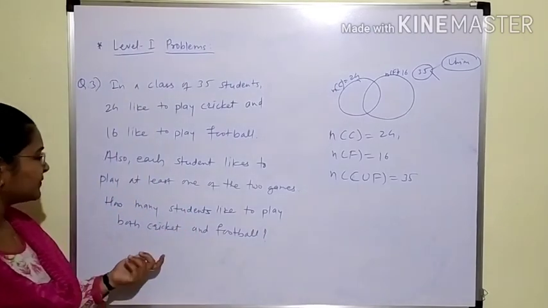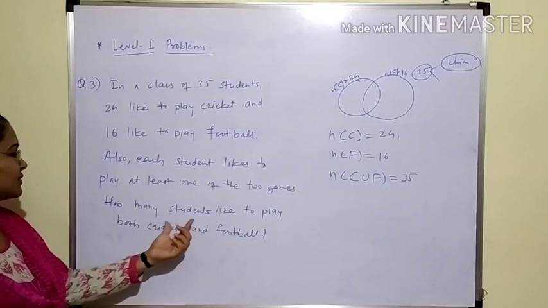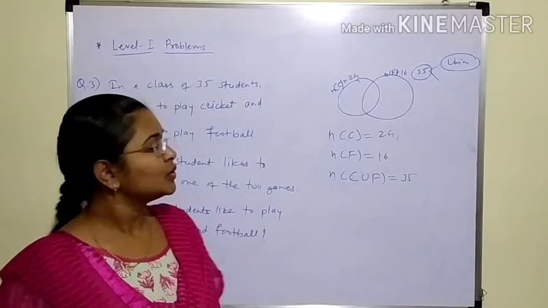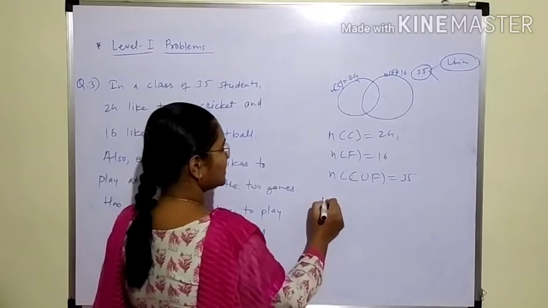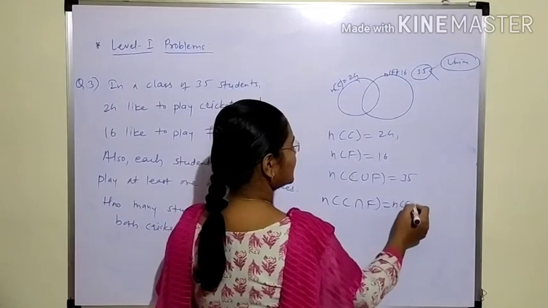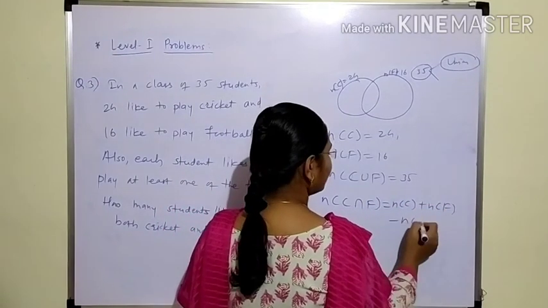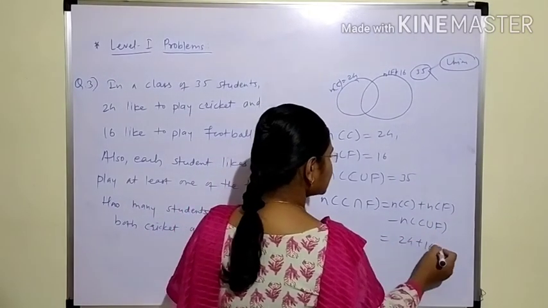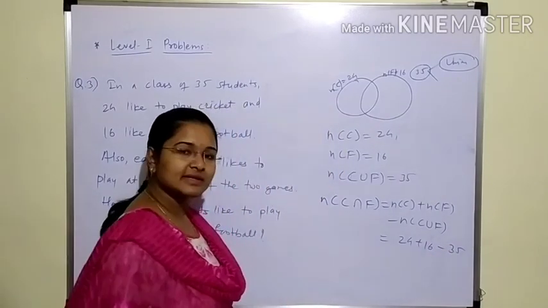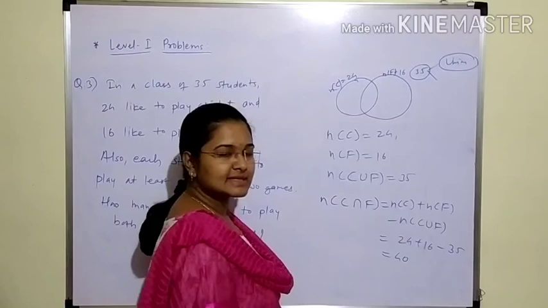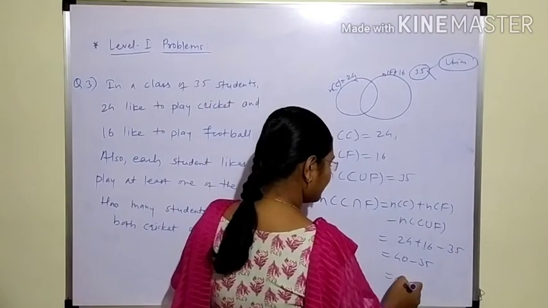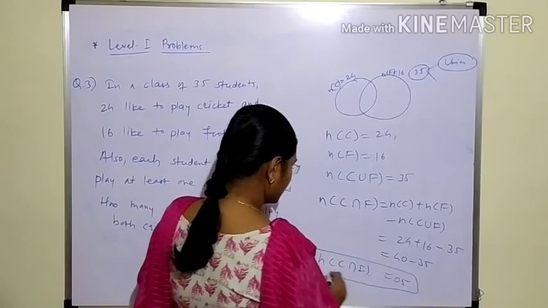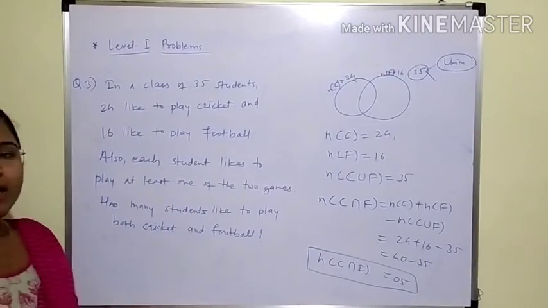Now what we have to find, it is very easy. How many students like to play both cricket and football? Means we have to find the number of elements in the intersection of two sets C and F. Number of elements in C intersection F is number of elements in C plus number of elements in F minus number of elements in C union F. That is equal to 24 plus 16 minus 35. 24 plus 16 is 40, minus 35, that is equal to 5. Means there are 5 students who like to play both cricket and football.